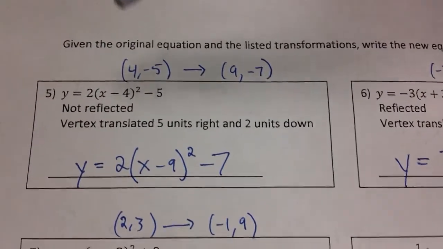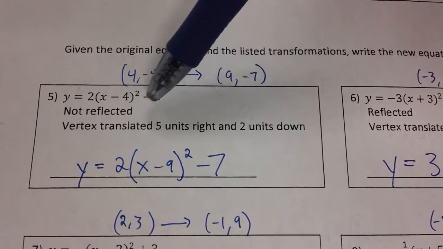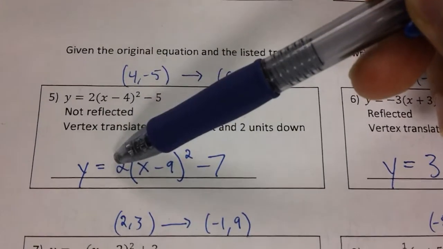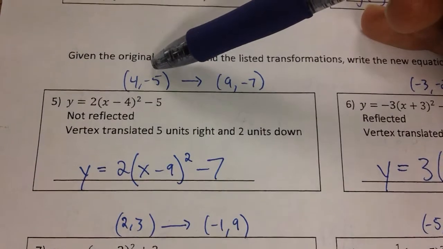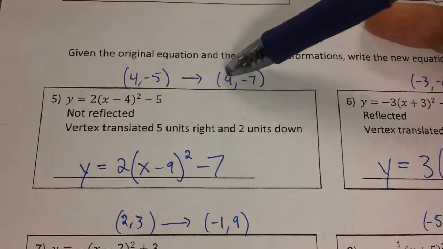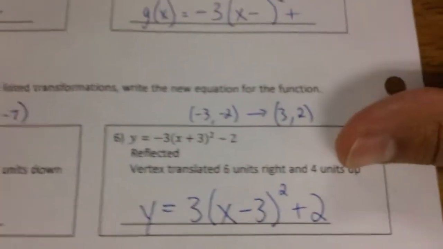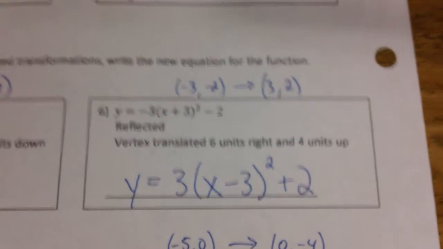Alright, so for number 5, we start with this equation, and then it doesn't get reflected, so that coefficient of 2 there is going to stay a positive coefficient of 2. And the vertex here gets translated 5 units right and 2 units down. So that means it's going to go over to 9 and then down to -7. Alright, check out number 6.